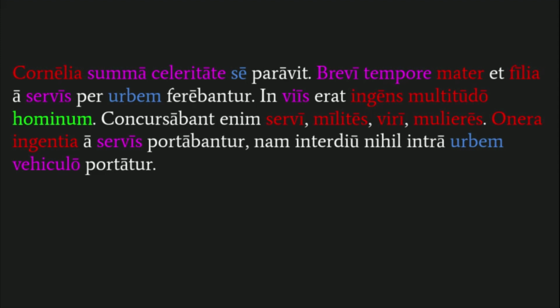We need that ablative of agent again. It's a servis, by the slaves or by slaves. So they're carrying a bunch of stuff is the idea. Because or for, nam, interdiu means during the day, nihil, nothing, right? Nothing portatur, is carried, inside the city, intra urbem. Vehiculo is ablative, by a vehicle, right? So it's saying that there's nothing being carried by vehicles in the city because, again, they're not allowed in the city during the day is the idea. So this is why you have slaves going around and carrying the huge burdens, because you're not allowed to carry it by vehicle, right? Just a normal ablative with vehiculo.